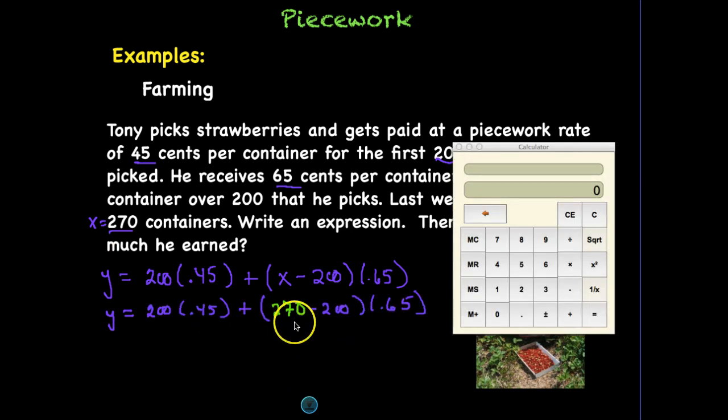Now we have our expression with the 270 plugged in. So we just need to put this in our calculator to figure out how much Tony made from picking strawberries. If we take our 200 times the 45 cents that he earned, he will make $90 on that first 200, plus this difference, 270 minus 200 is 70, and 70 times 65 cents, since he makes a greater rate on anything over 200, is $45.50. So combining those together, we should get $135.50.